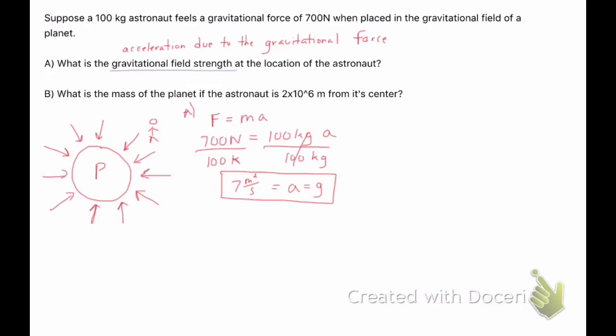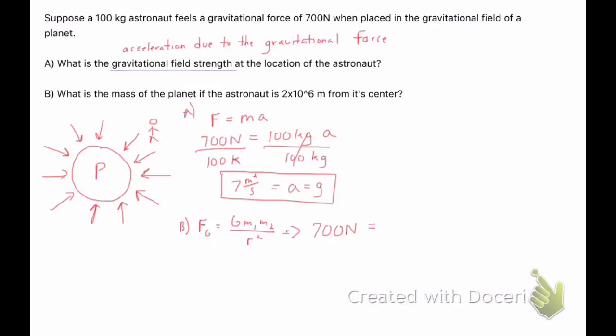Alright, and for question number B, what is the mass of the planet if the astronaut is 2 times 10 to the 6th meters from its center? When we see mass of a planet, and we're talking about two masses, you know you're going to use the universal gravitational formula, where it's Fg equals G m1 times m2 over r squared, which is the distance between them. When we plug in the information we have, we see that the force of gravity, the gravitational force, is 700 newtons. We were supplied that from our problem.